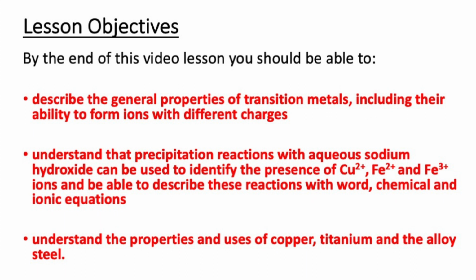By the end of this video lesson, you should be able to describe the general properties of transition metals, including their ability to form ions with different charges. You should also be able to understand that precipitation reactions with aqueous sodium hydroxide can be used to identify the presence of Cu2+, Fe2+, and Fe3+ ions, and be able to describe these reactions with word, chemical, and ionic equations. And finally, you should understand the properties and uses of copper, titanium, and the alloy steel.